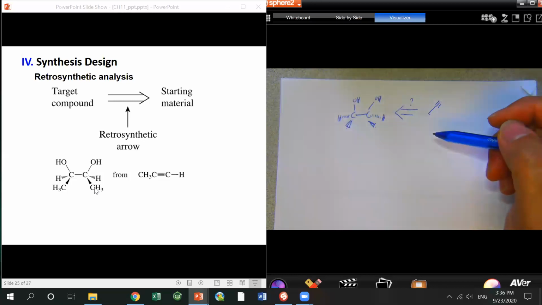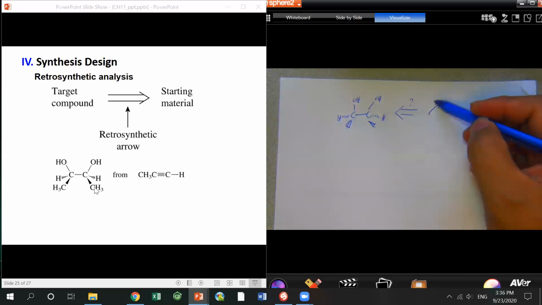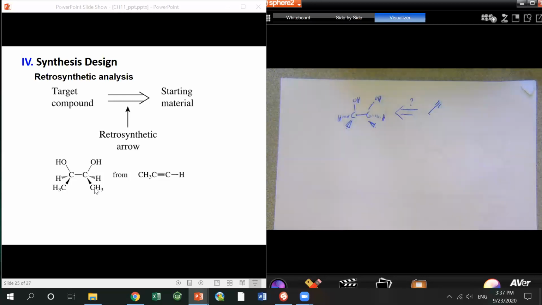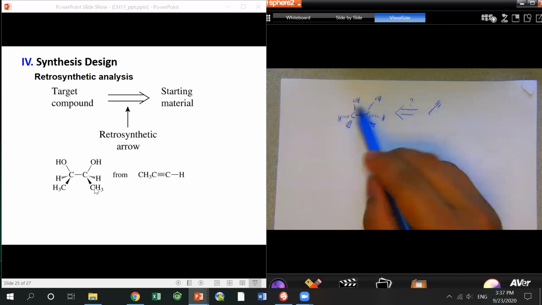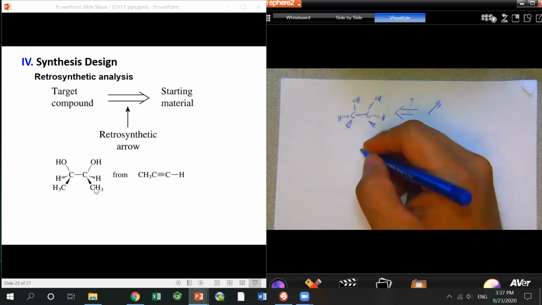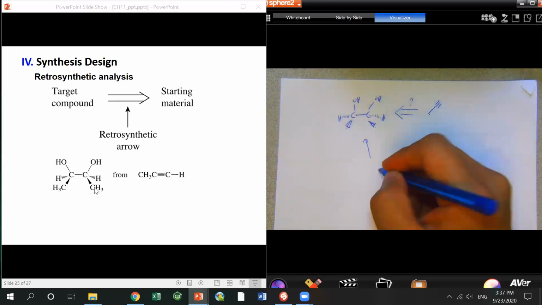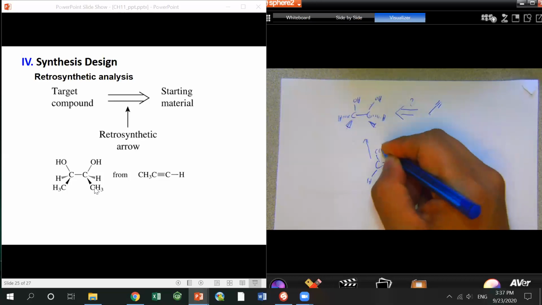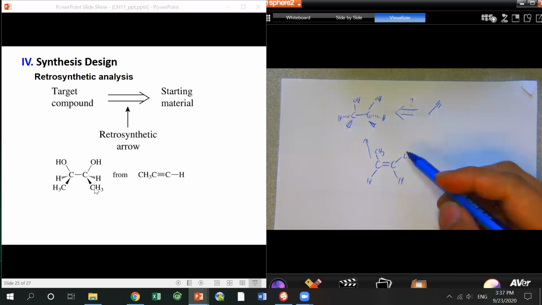That's easy. And then the second thing: you see the triple bond here, but the carbon-carbon single bond also becomes a diol. So far we learned several reactions for this, the direct reaction being hydroxylation using osmium tetroxide, which gives the syn addition. So we use the hydroxylation reaction, and it can give you this compound.